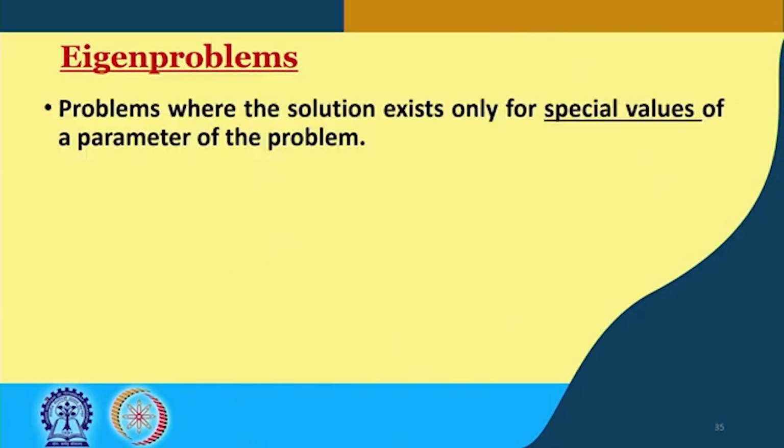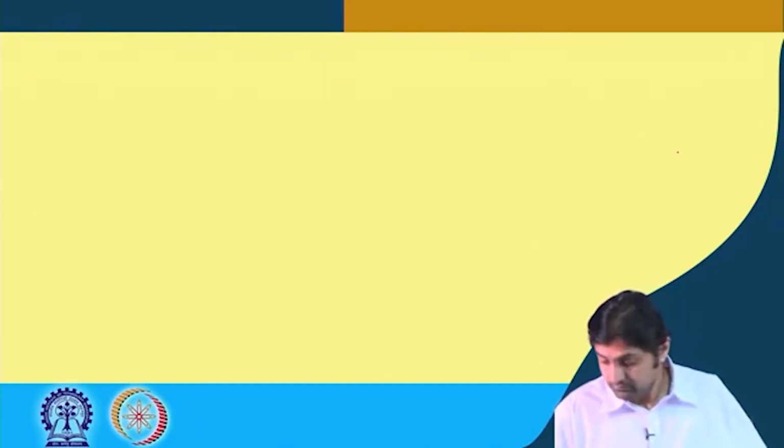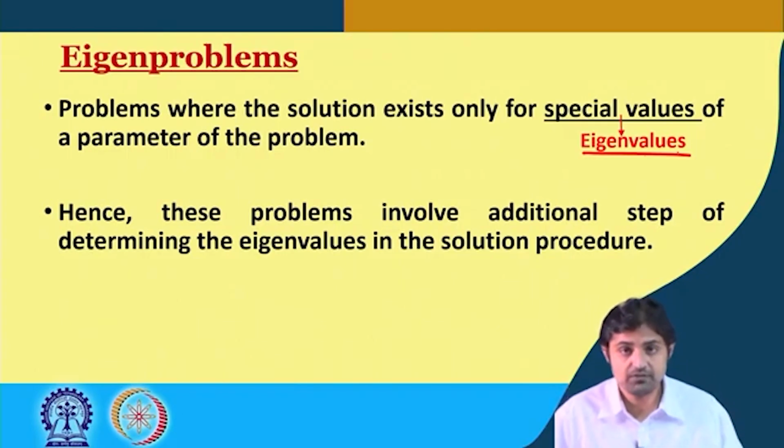These are problems where the solution exists only for special values of the parameter of the problem. So the solution will not be there for all the values of the parameters, and these special values are called the eigen values. Hence, these problems involve an additional step of determining the eigen values in the solution procedure. So, this is about the four types of problems that we were talking about.